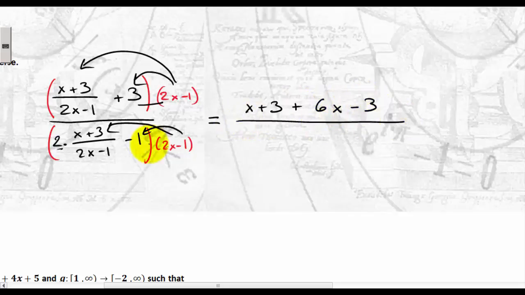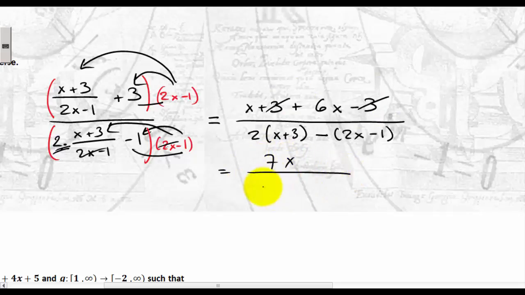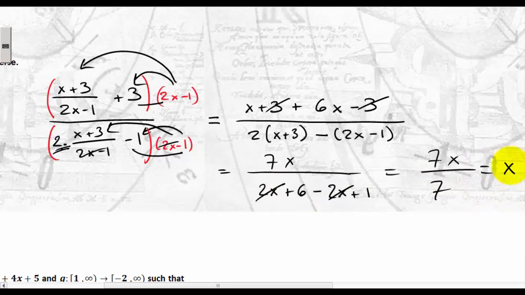Here we go. And at the bottom, what do we have? So these two will cancel here, but you still have a 2 in front, right? So it's 2 times x plus 3 minus, careful right here, you've got to distribute, minus 2x minus 1. Here we go. All right. So what is this? This is 7x at the top, divided by 2x plus 6 minus 2x plus 1. So it is 7x divided by 7, and that is x. Okay, so yes, f is its own inverse.